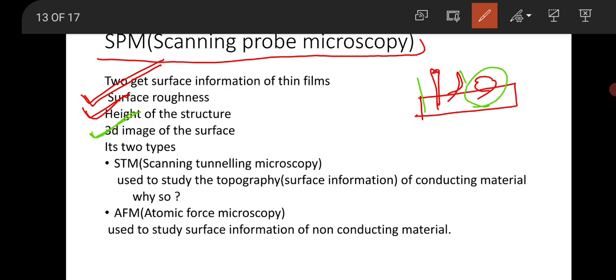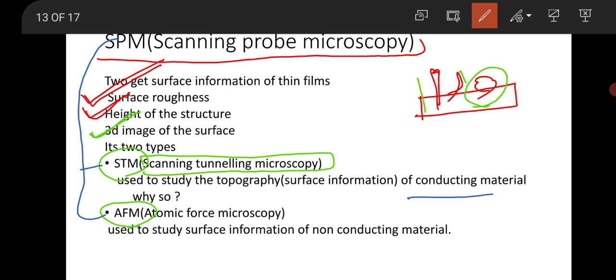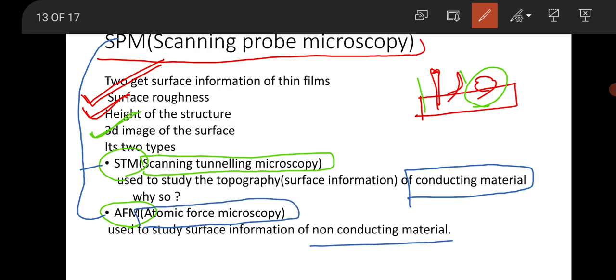So this SPM basically consists of two things. One is STM, that is scanning tunneling microscopy. We'll go into great detail on this topic. And the second is AFM, atomic force microscopy. This STM is done for conducting material. This is important. STM is always done for conducting metals or conducting elements. Why this is so, I'll describe in the next slide. Then AFM stands for atomic force microscopy, and this is for non-conducting material.